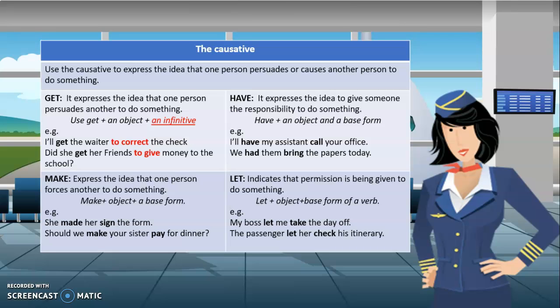As you can see, the only verb that uses the infinitive is get out of these four verbs.